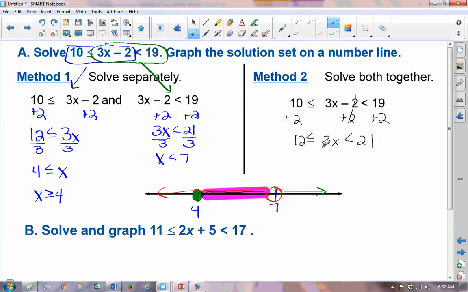And then we will divide by 3 to everything to clear out the 3 from the center, and you will see 4 is less than or equal to x is less than 7. So you can see x is right in between. These have less thans. So if it's less than and x is in the middle, then it shades in between 4 and 7. Closed on 4, open on 7.